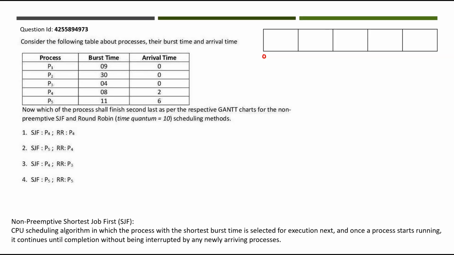At arrival time 0, what are the processes available? P1 with 9 burst time, P2 with 30 burst time, P3 with 4 burst time. So here you have to select the shortest job. It is P3, so P3 will start executing. Since it is non-preemptive, at the time of completion it will check for the next shortest job to be picked up. Till then this process will not be disturbed. What is the burst time? It is 4. So at 4, P3 will be completed.